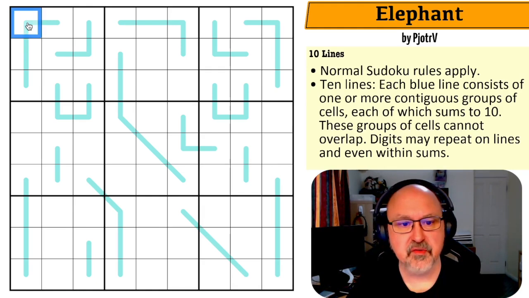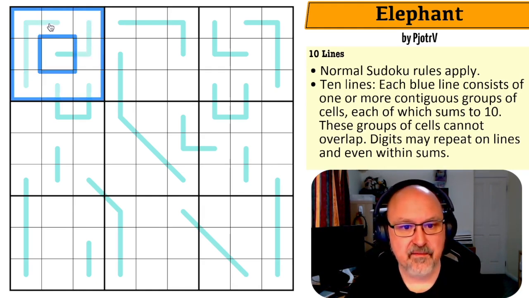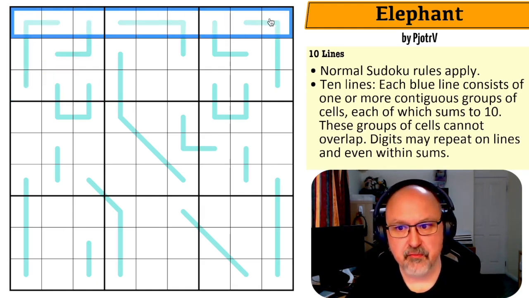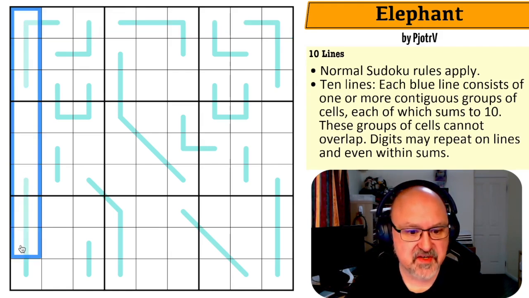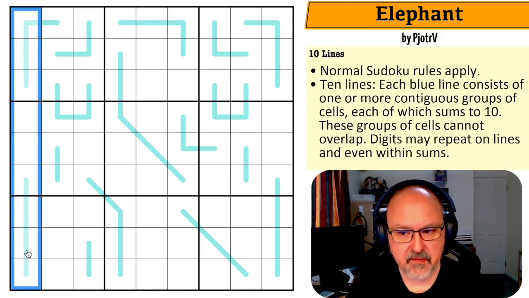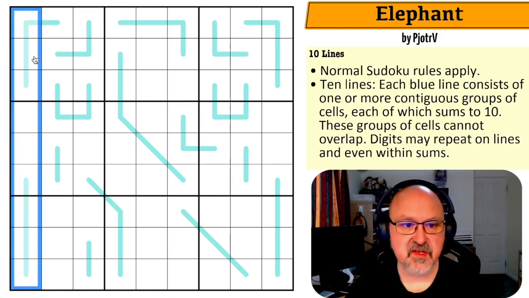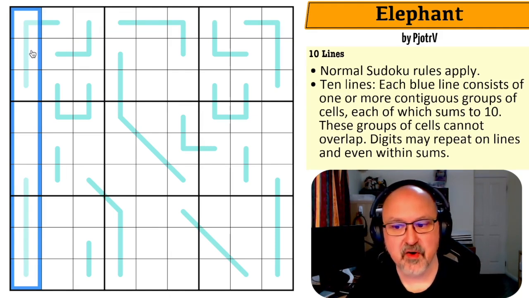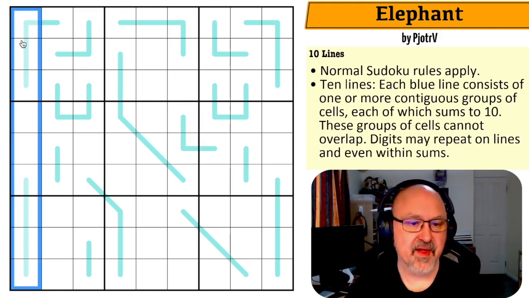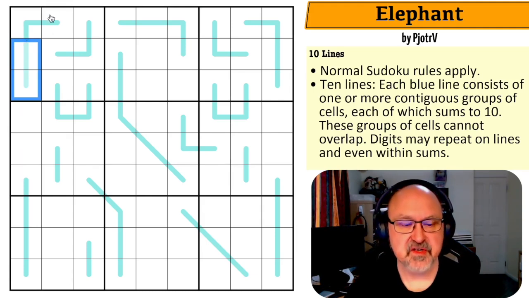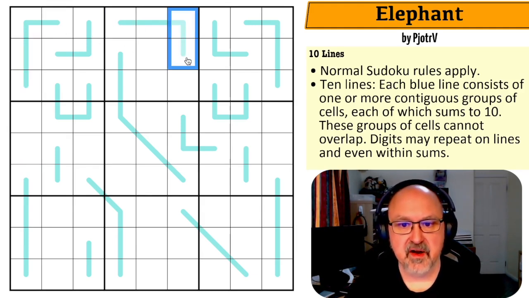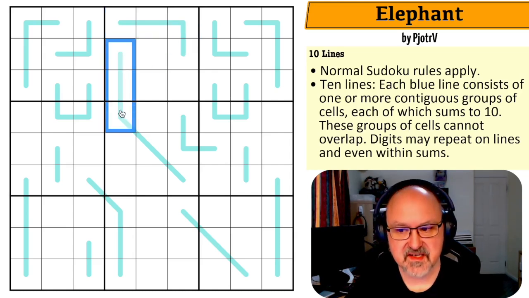So normal Sudoku rules apply. In every box, in every row, and in every column, the digits 1 to 9 must be placed without repetition. Then we've got 10 lines. Each of these lines consists of one or more contiguous groups of cells. What that means is they must be connected. So contiguous, connected groups of cells, each of which sums to 10. So there are groups of cells on these lines that sum to 10. These groups of cells cannot overlap.